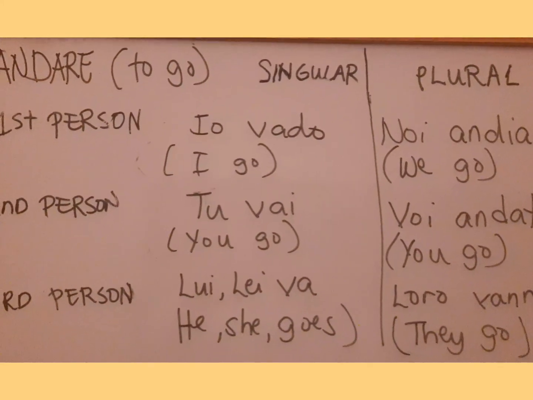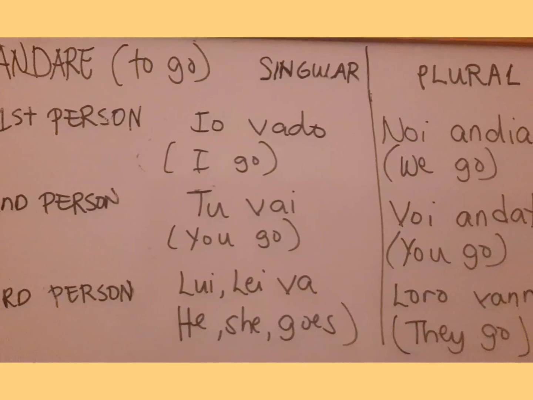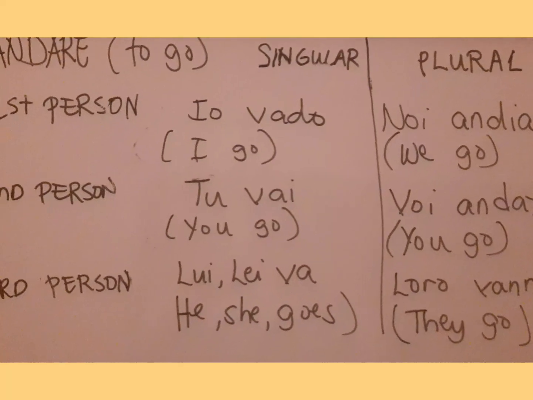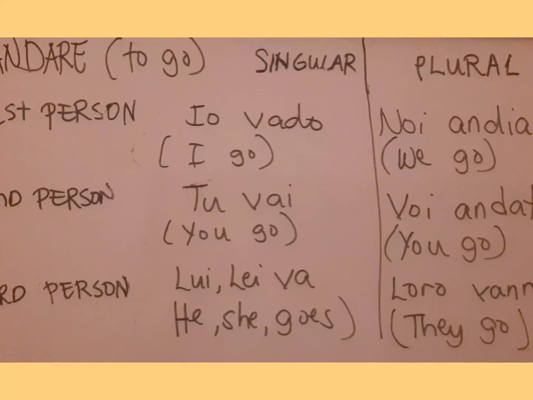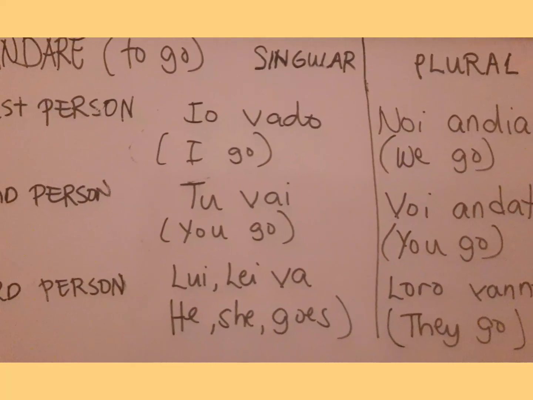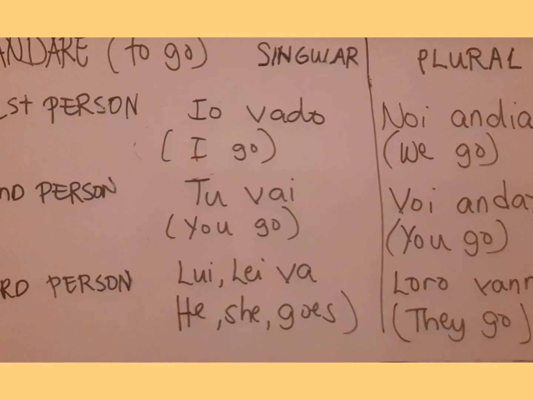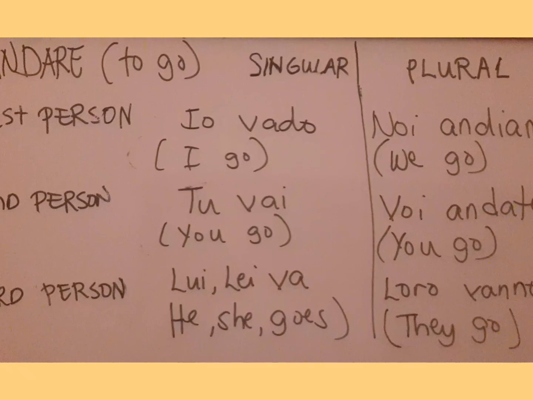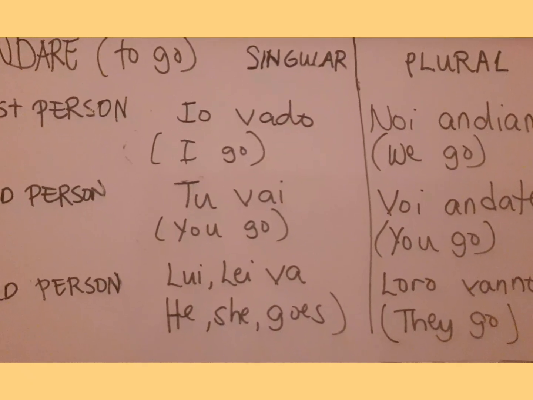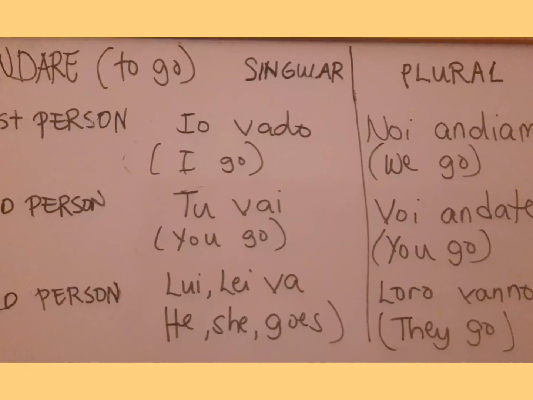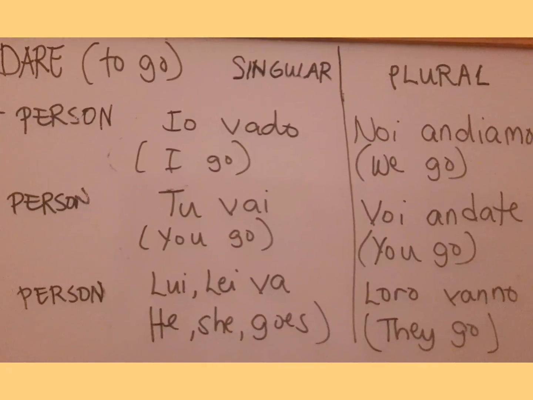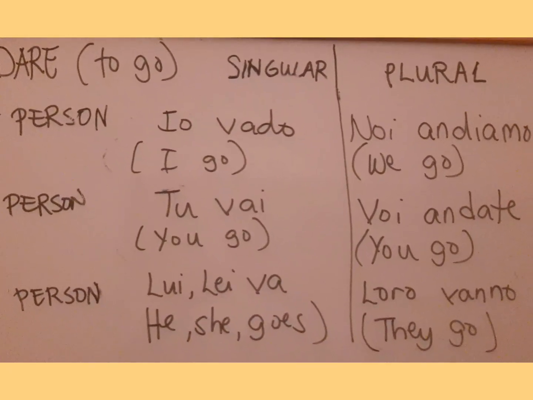Andare, to go. Io vado al supermercato. I go to the supermarket. Tu vai in ospedale. You go to the hospital. Lui, lei va alla farmacia. He, she goes to the pharmacy. Noi andiamo al mare. We go to the beach.